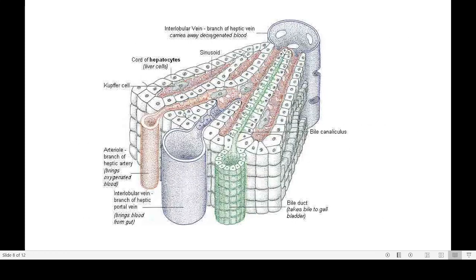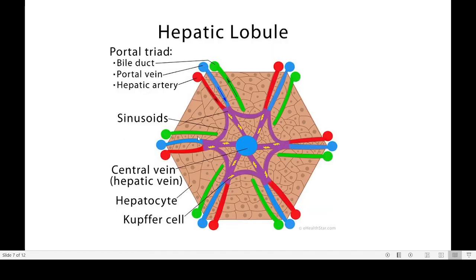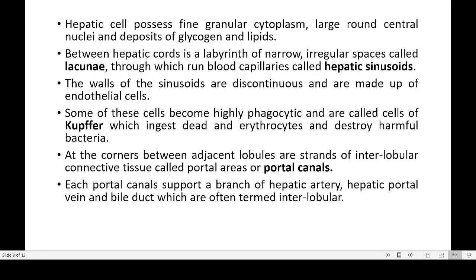You can also find hepatic sinusoids here. These are all hepatic sinusoids. These red colored portions are known as hepatic sinusoids. Here also you can find sinusoids. These violet colored portions shown here are known as hepatic sinusoids. They supply blood to different parts of the hepatic lobule. The walls of the sinusoids are discontinuous and are made of endothelial cells.